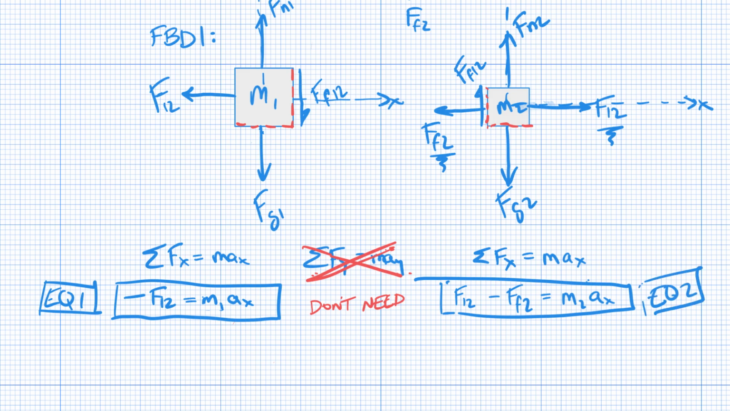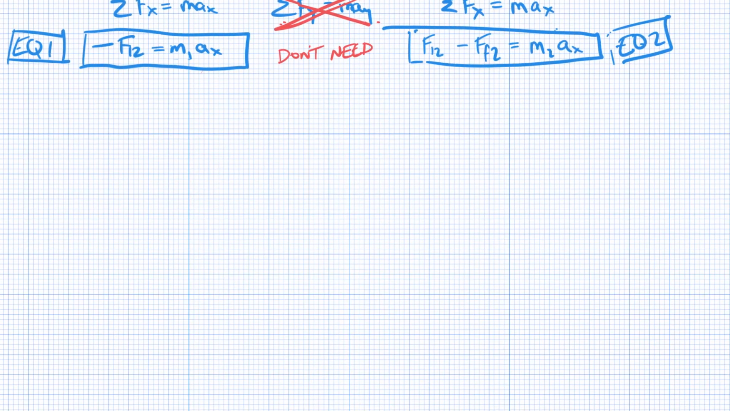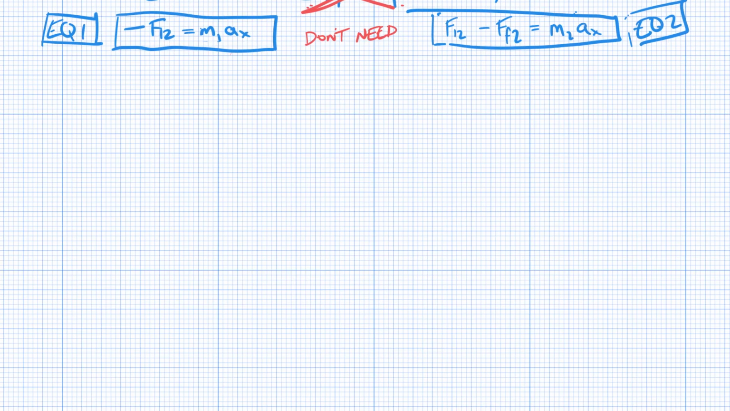At this point, this is just algebra, so I'll walk you through it step by step. The first step usually is to figure out which one of these two variables we want to get rid of. So we've got F12, we've got a sub x. Well, we want to get rid of a sub x because we don't care. The problem didn't ask for a sub x. There are versions of this online where they do ask for a sub x. I just didn't ask for that.